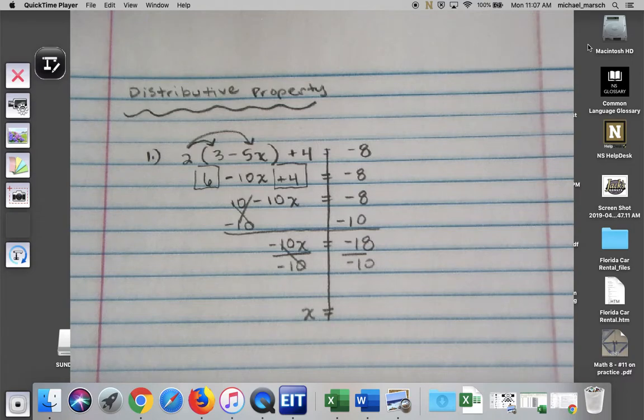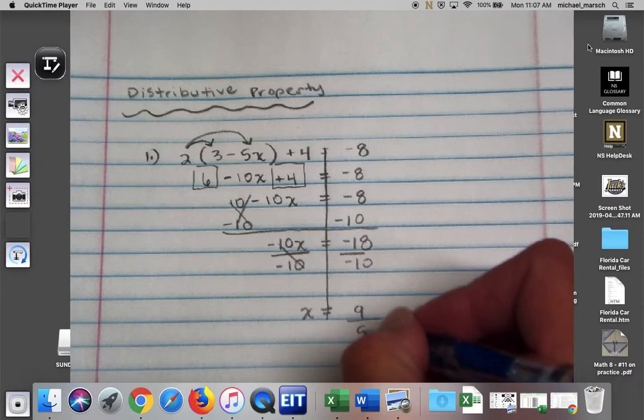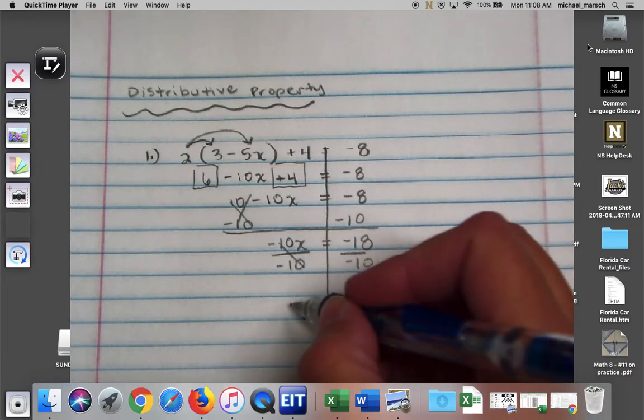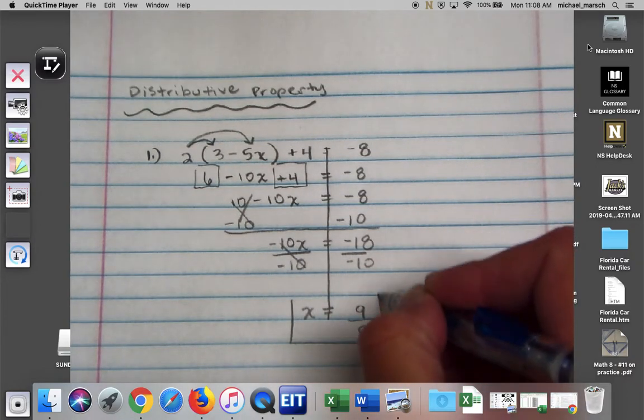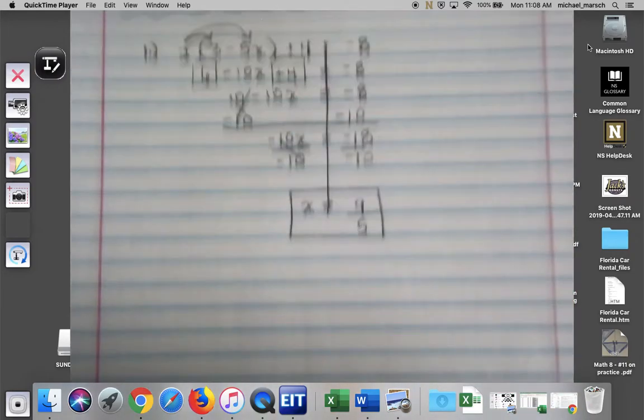So what can go into 18 and 10 evenly? 2, right? Okay, so 18 divided by 2 is 9. 10 divided by 2 is 5. And then is my answer going to be positive or negative? It is positive. Why? Because both the numbers are negative. Right. A negative divided by a negative is positive. So this is my final answer. Not pretty, but that's the answer.